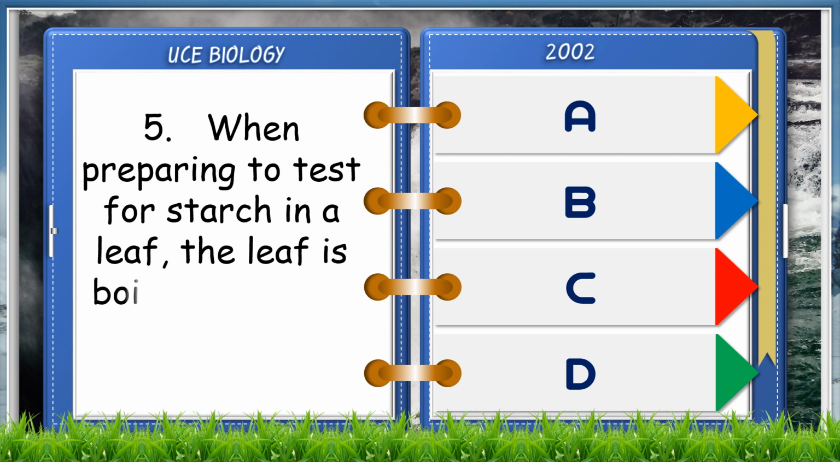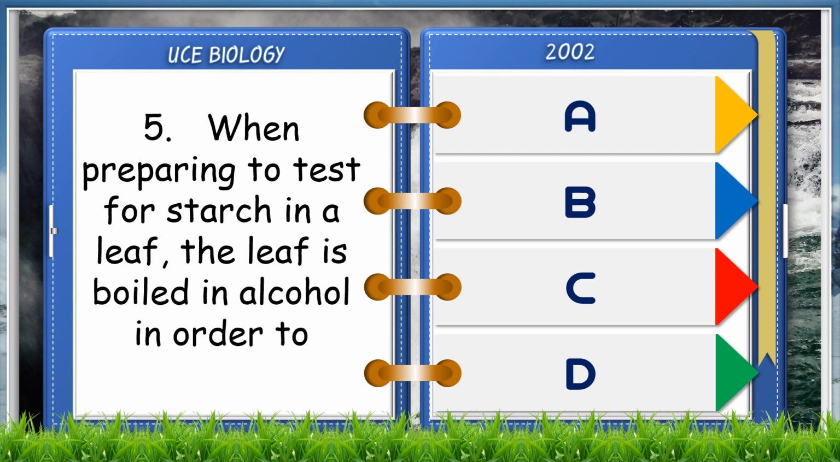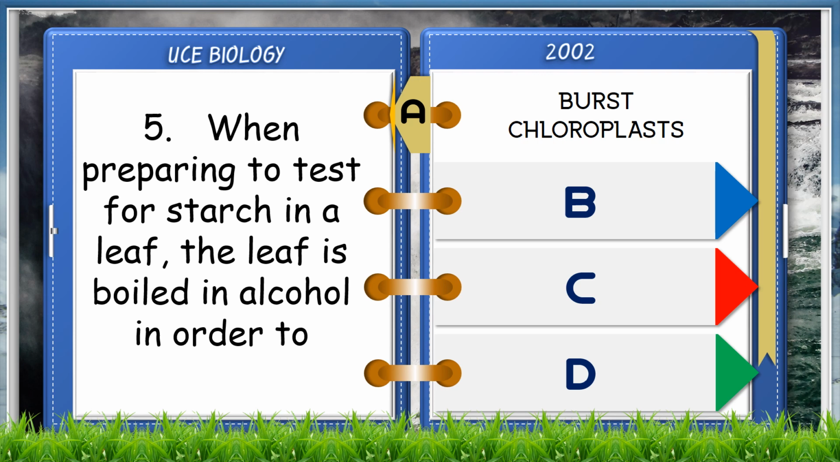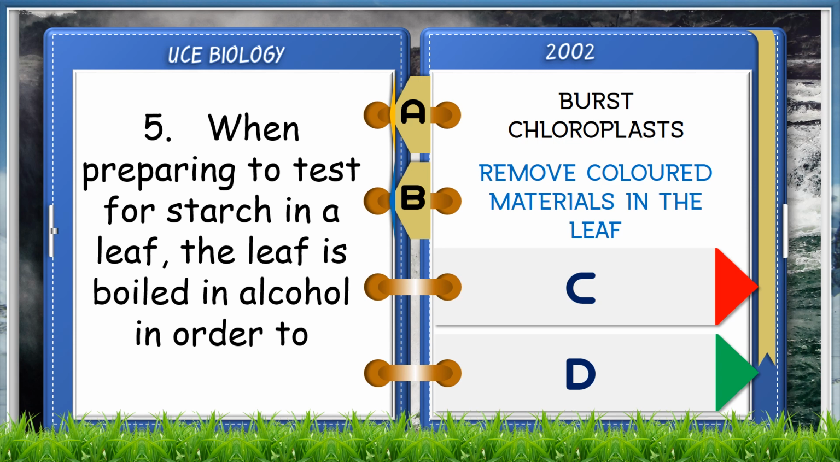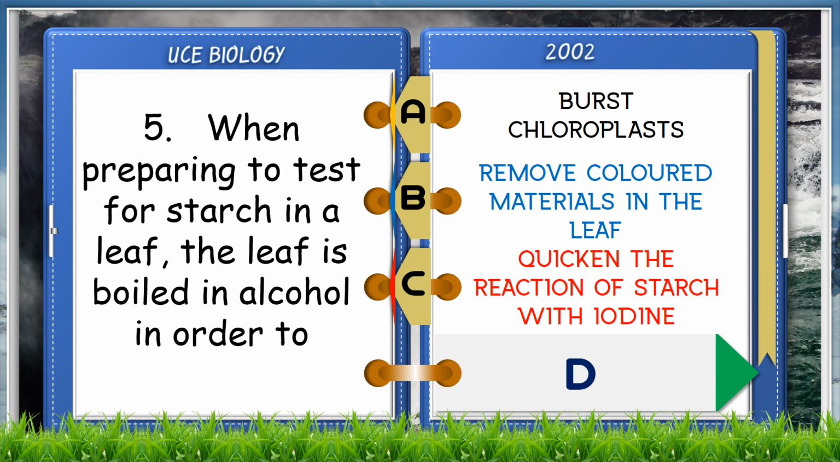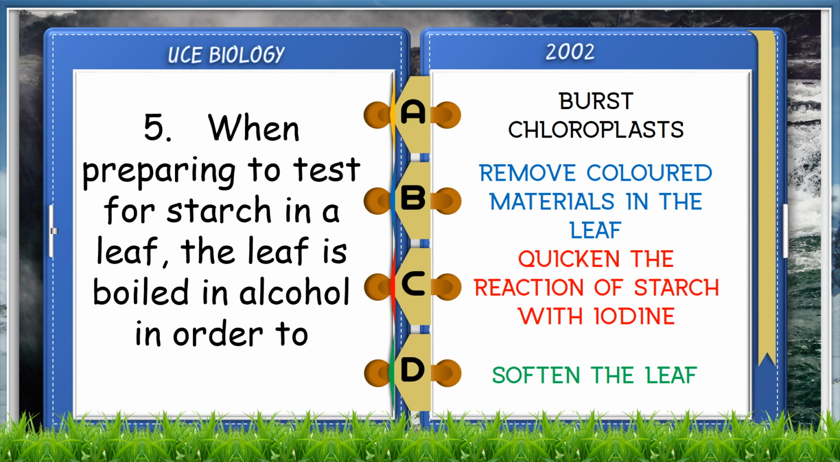When preparing a test for starch in a leaf, the leaf is boiled in alcohol in order to A. Burst chloroplasts. B. Remove colored materials in the leaf. C. Quicken the reaction of starch with iodine. D. Soften the leaf. The answer is B. Remove colored materials in the leaf.